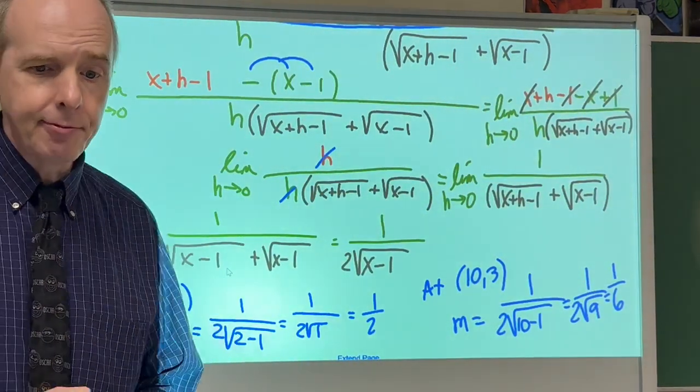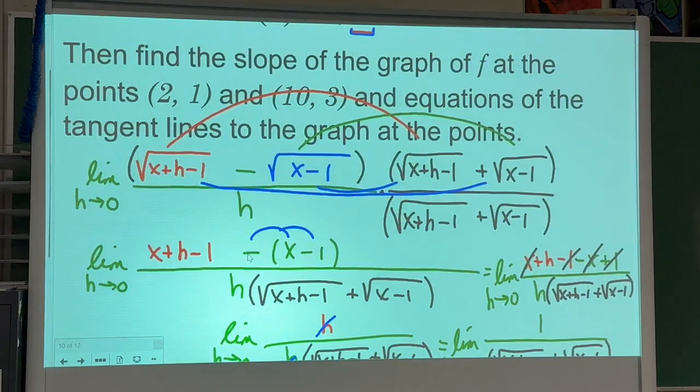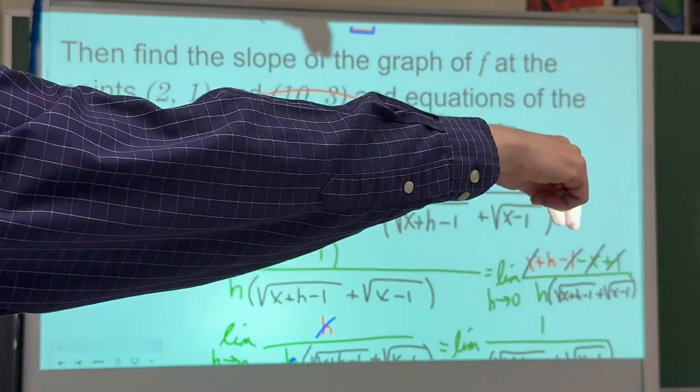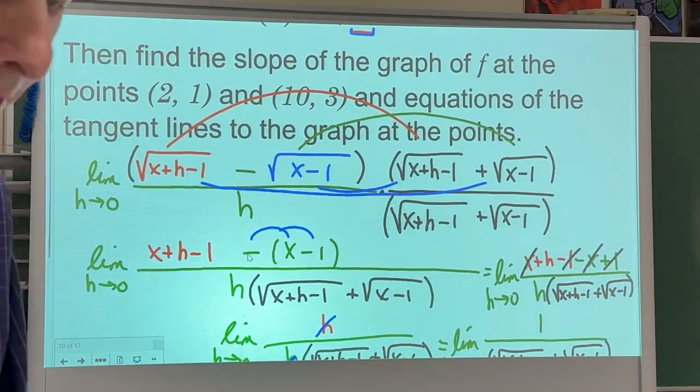The last part was to write the equations. You'll plug those slopes in. You'll use your x1 and y1 to write your equation. y minus 1 equals 1/2 times x minus 2. The other equation, y minus 3 equals 1 over 6 times x minus 10.